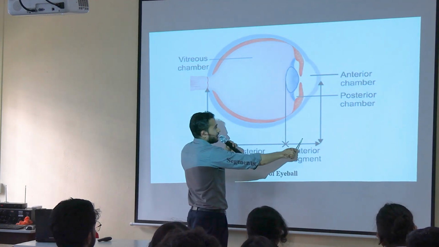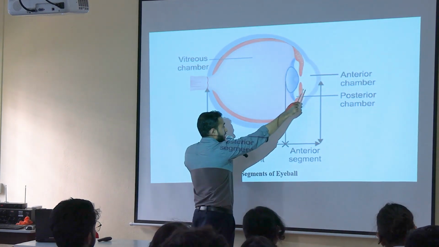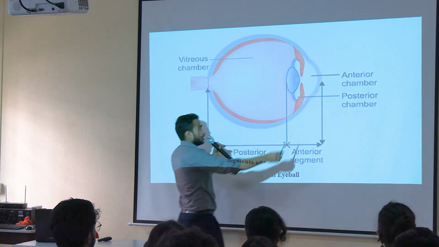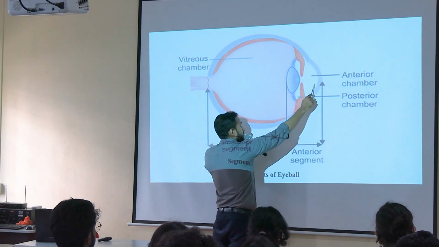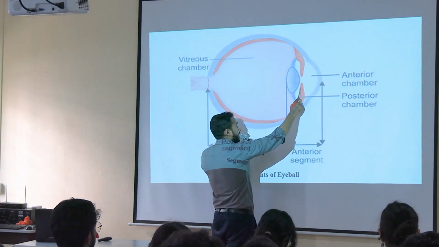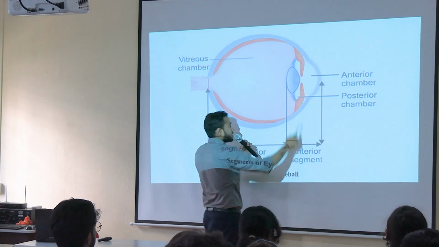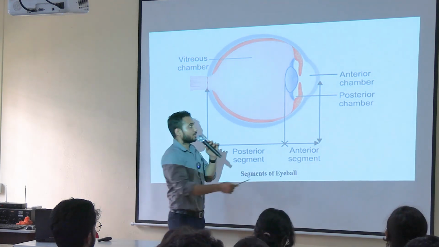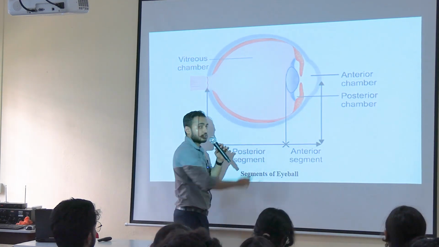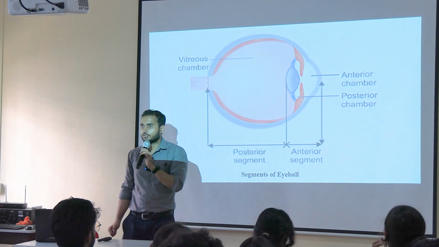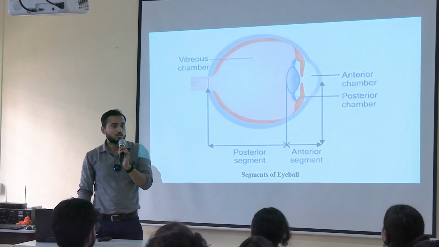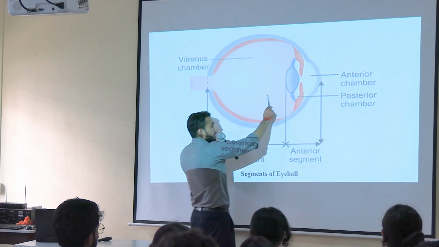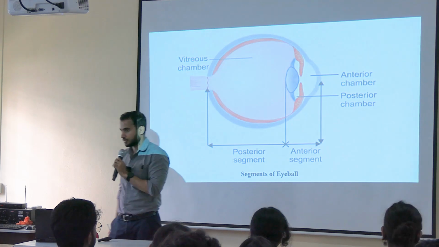Okay, the anterior segment is divided into two chambers, anterior chamber and posterior chamber. From cornea to iris, this particular part is the anterior chamber. From iris to the anterior aspect of the lens, this is the posterior chamber. Now, can anyone tell me what is present over here and what is present over here? Which fluid? Yes, very good. यहाँ पे क्या रहता है? Aqueous humor. यहाँ पे vitreous body.